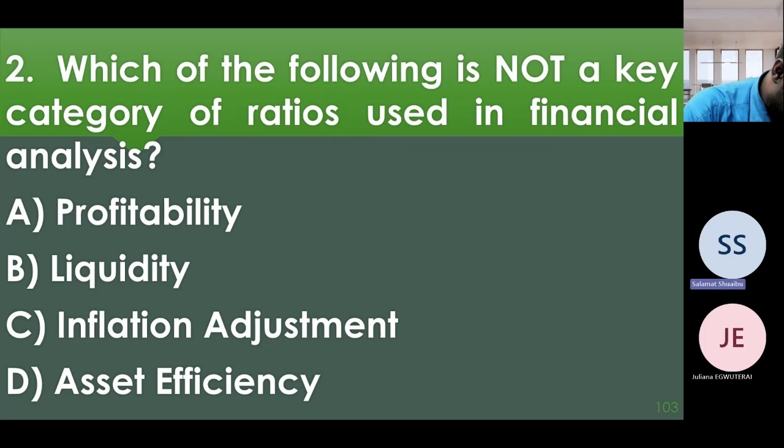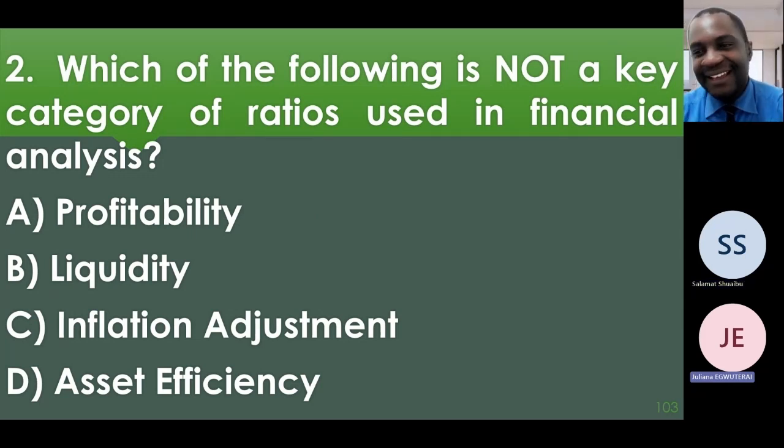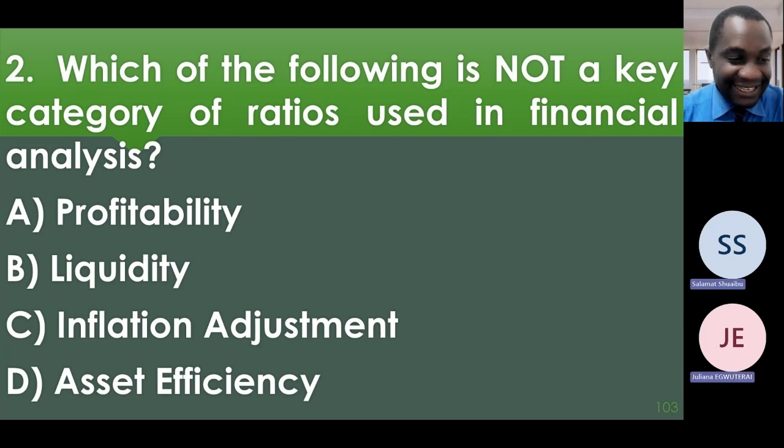C, inflation adjustment. Yes. No, I wrote B. I wrote C. Are you sure it's C? Are you sure it's not B? C. It's C. He wants to take your mark. I mean, it's something that is very clear. Final answer. Yes, final answer C.